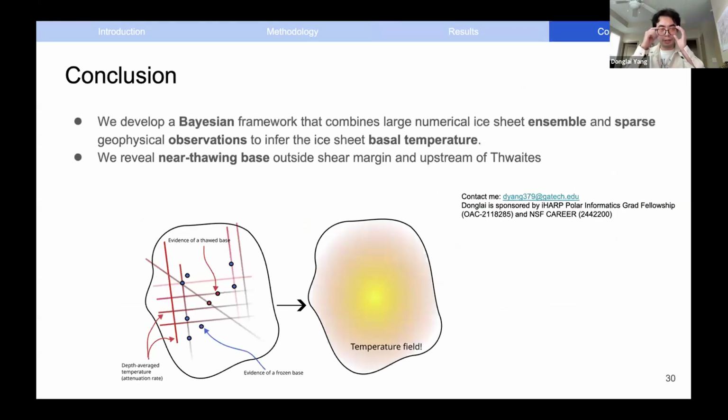So I'd like to conclude that for this work, we developed a Bayesian framework that combines a large numerical ice sheet ensemble and sparse geophysical observations to infer a continuous ice sheet basal temperature. And we applied this method to Amundsen Embayment and revealed the near thawing base outside the eastern shear margin and upstream of Thwaites Glacier. Thank you very much.